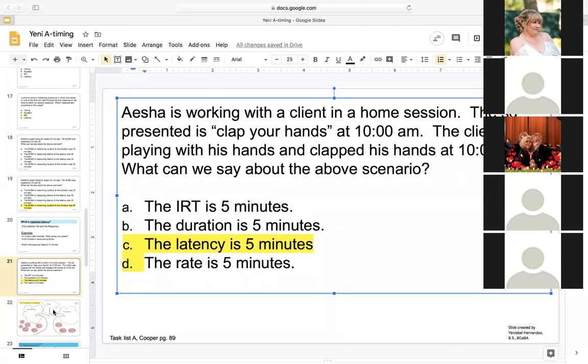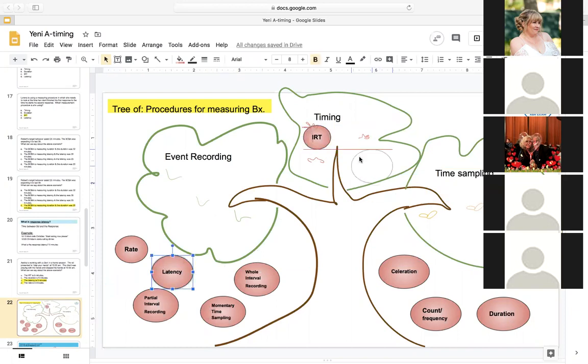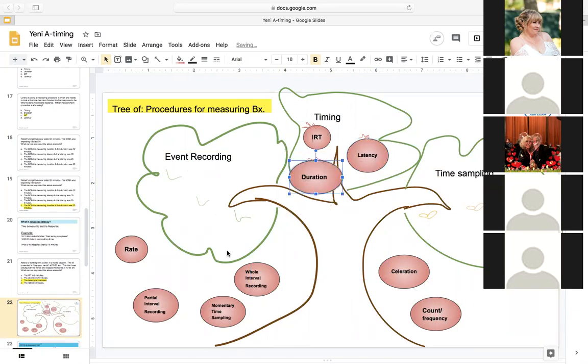Okay, guys. So the last thing that we're going to do is my tree, and then we're up for questions for the course next, the upcoming Saturday. Okay, so here we go. What do we put in timing? After tonight, you better know timing, guys. IRT, latency, and duration. Whoa, that was fast. Who wants to agree or disagree? Agree. IRT, latency, and duration. There it is. Good job, guys.